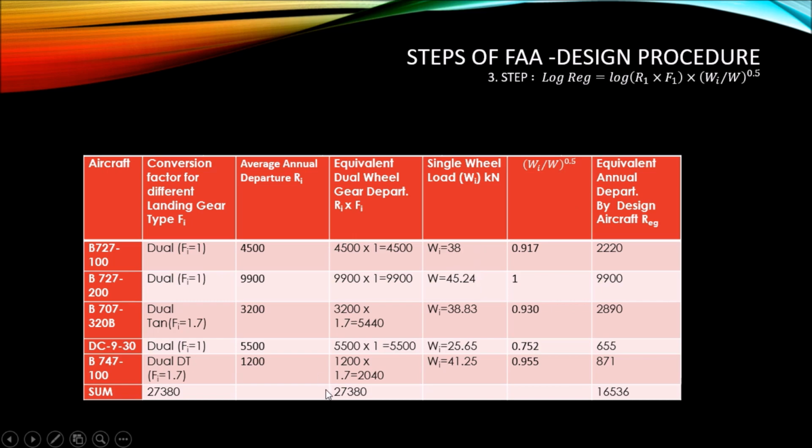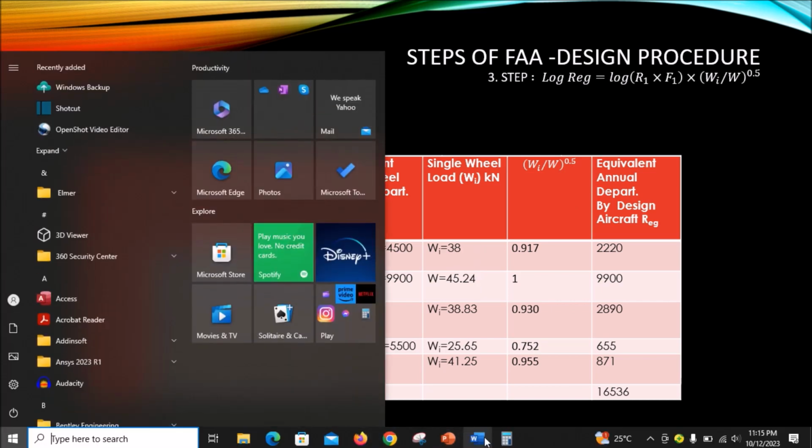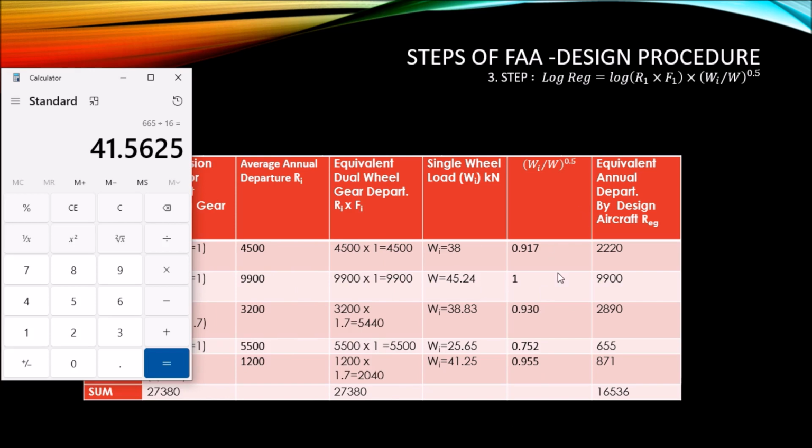So let's try that with our calculator app. We'll go back to our calculator app and verify what is here on this table. So here, you can see we have 38. So we say 38 divided by the design aircraft, which is 45.24. What do we have? 0.899. So this is what we have. We need to get it raised to power 0.5 and know what the value will be.